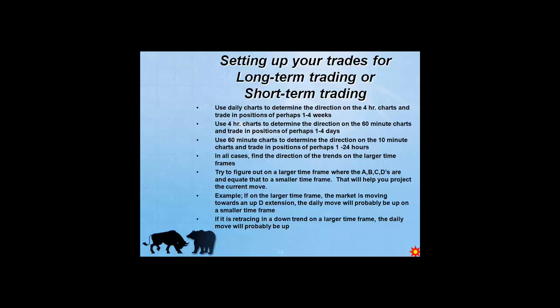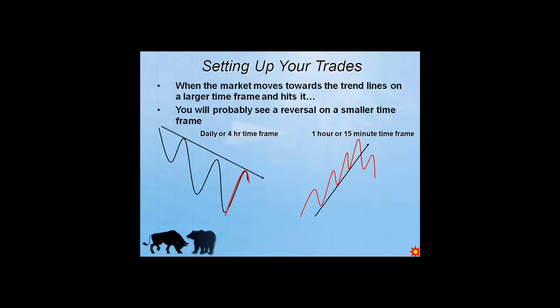Now, in all cases, find the direction of the trends on the larger time frame. Try to figure out on a larger time frame where the ABCDs are, and equate that into a smaller time frame. That will help you project the current move. For example, if on the larger time frame the market's moving towards the D extension, the daily move will probably be up on a smaller time frame. Now, if it is retracing in a downtrend on a larger time frame, the daily move will probably be up.